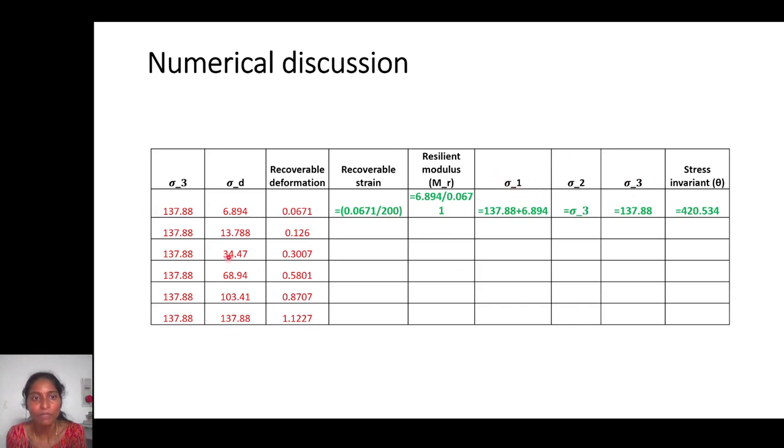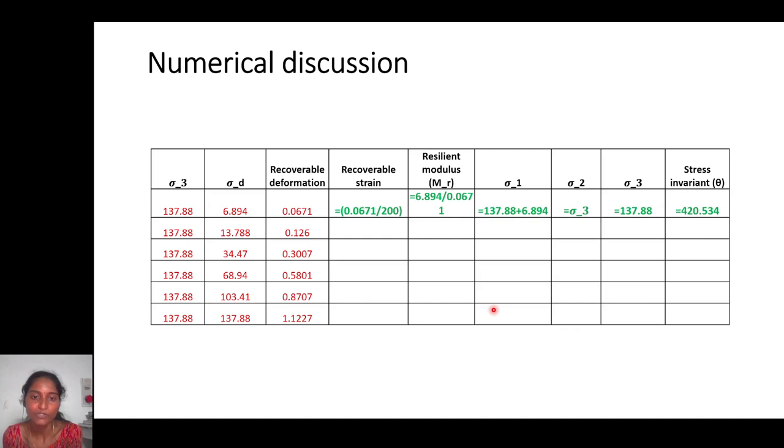Sigma 1 will be sigma 3 plus sigma d. So 137.88 plus 6.894, and the sigma 2 value will be equal to sigma 3. So if you sum up these three, you will get the stress invariant. You can proceed doing this for the remaining ones.